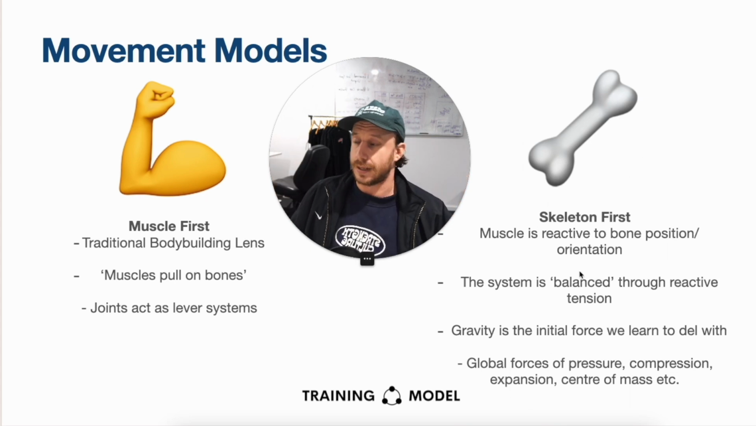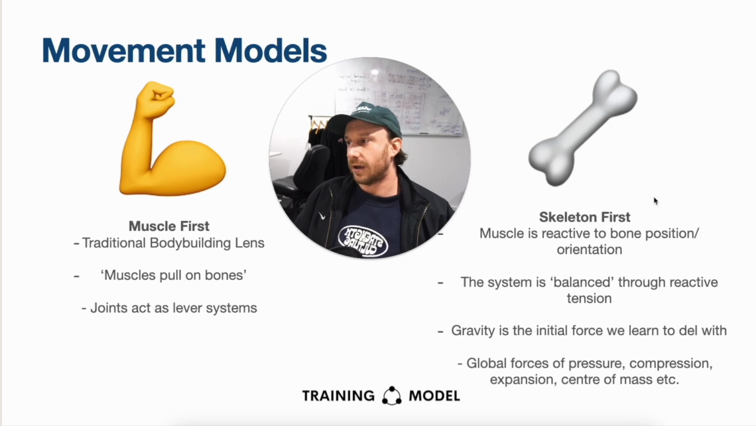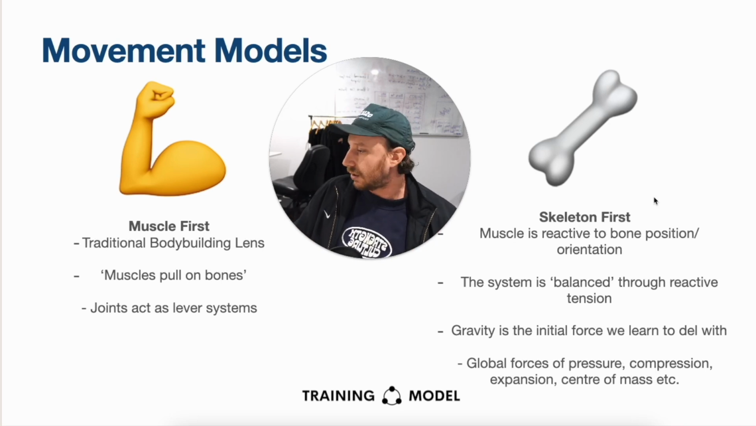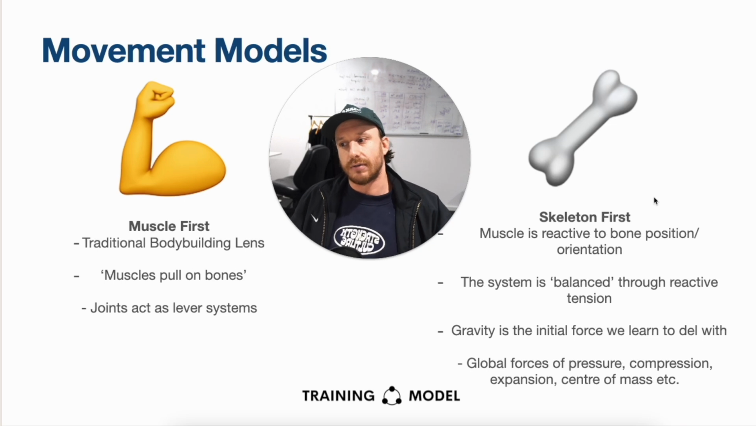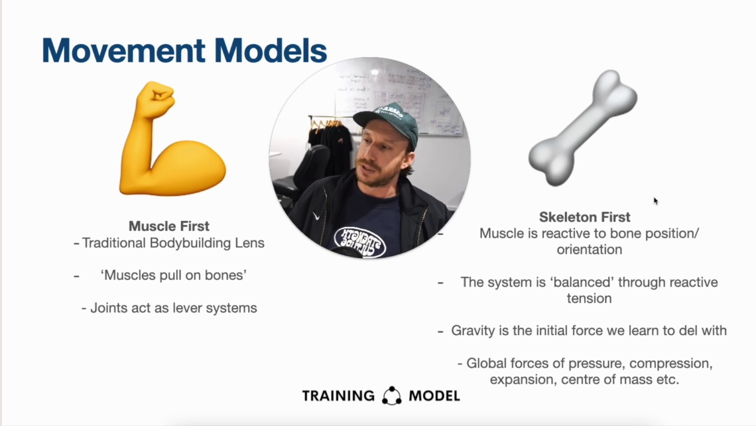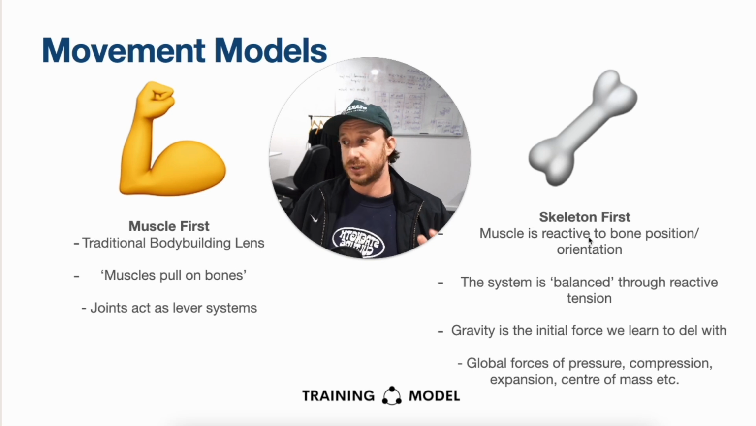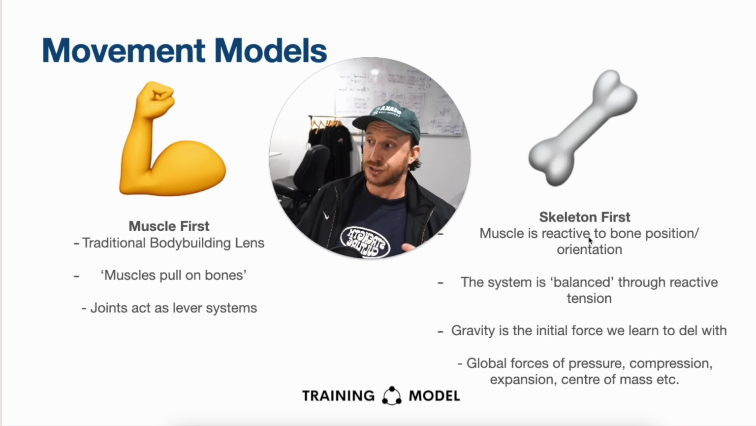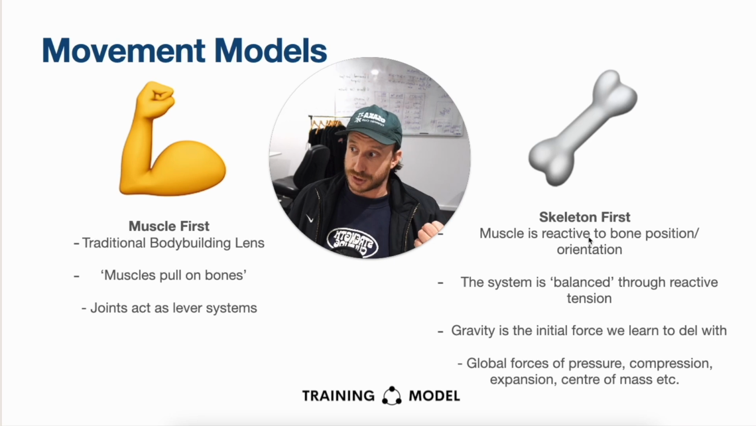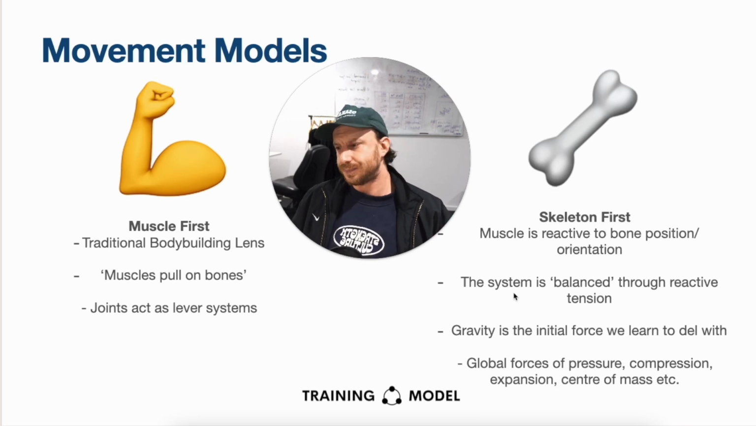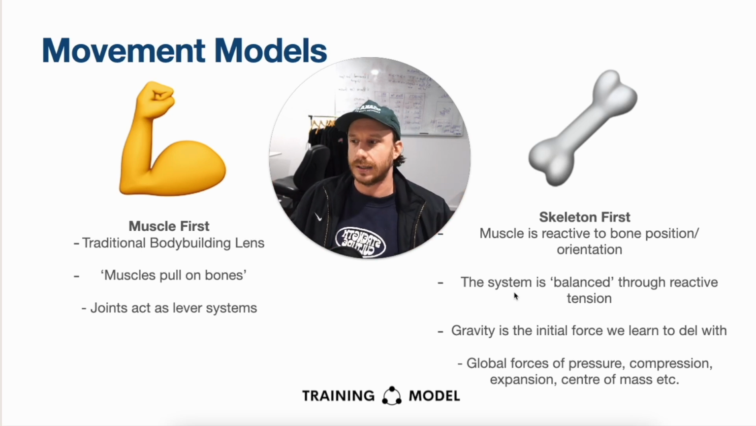I'm over here, and I recommend most people start over here. I think the core pillar of the skeleton first model is that muscles are reactive to your bone position and orientation. That reaction in the system is what creates tension, a responsive tension within the muscular system. It's the central nervous system trying to maintain equilibrium. This is kind of the tensegrity modeling understanding.